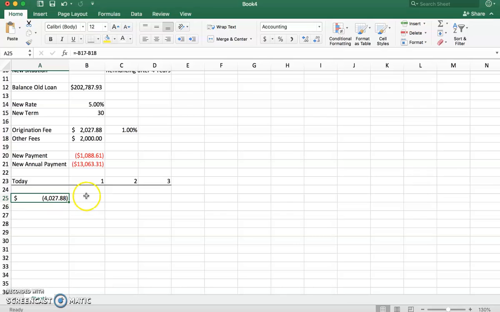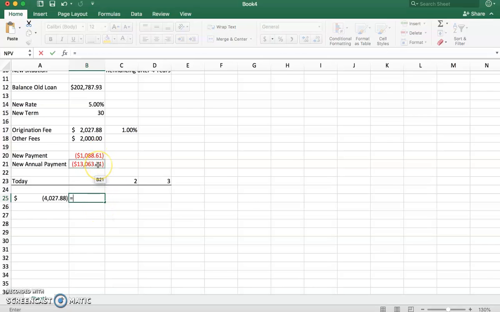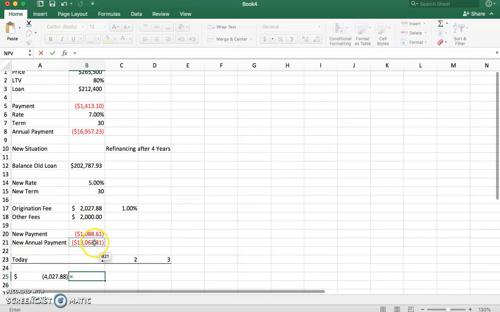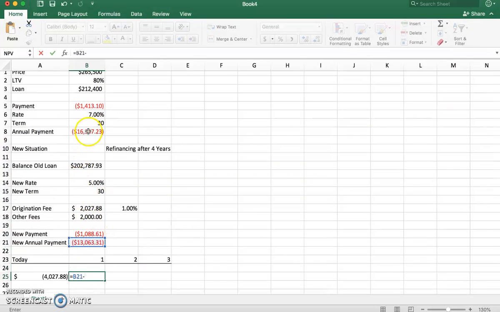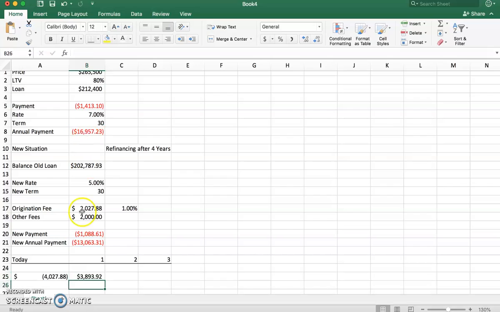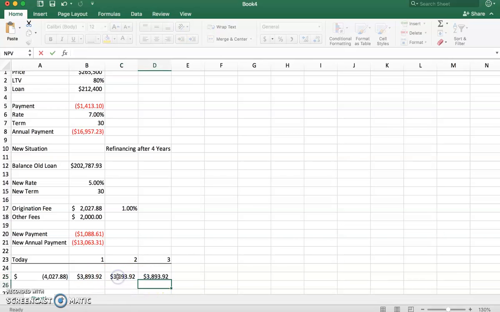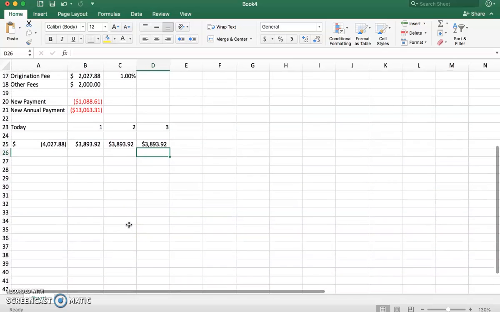All right, and then for everything else, year one, it's just going to be the difference between these annual payments. Okay, I mean, that makes sense. So I'm going to go here minus that. Perfect. So $3,893. And if you're saving that much every year, that's a pretty good deal right there.